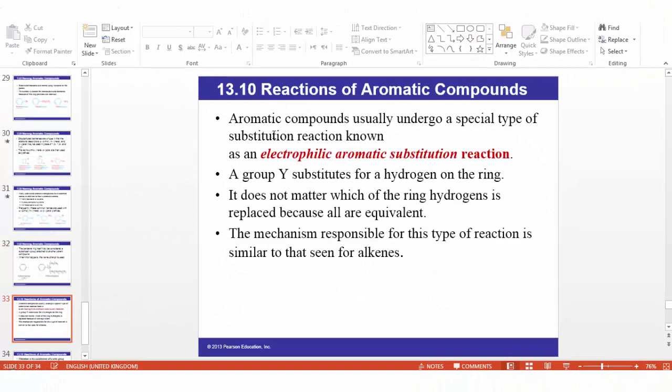Reactions of aromatic compounds. Aromatic compounds usually undergo a special type of substitution reaction known as an electrophilic aromatic substitution reaction. Remember, we said alkenes undergo addition reaction, whereas aromatic compounds undergo substitution reaction, specifically electrophilic aromatic substitution. A group is substituted for a hydrogen on the ring. It does not matter which of the ring hydrogens is replaced because all are equivalent, and the mechanism responsible for this type of reaction is similar to that seen for alkenes.